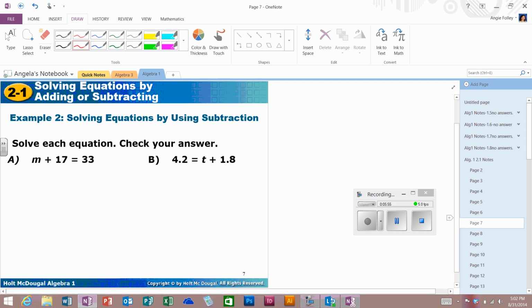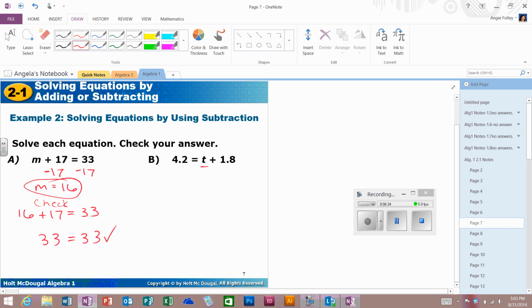It can be simplified. All right, so now we are going to move on. We're going to solve these two equations and then check. If I want to get rid of 17, I do the opposite. I subtract 17. So m is equal to 16. To check my answer, I'm going to plug 16 back into m, and 16 plus 17 does equal 33. Make sure you aren't just plugging it in and then saying, oh yeah, it equals it. You should check that it actually equals it, because that will help you know if you have the right answer, and then you'll know if you ever get something wrong.